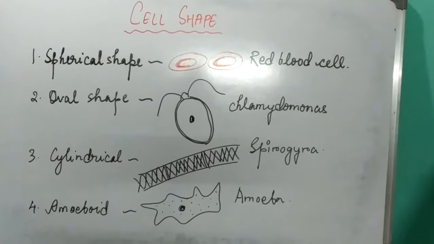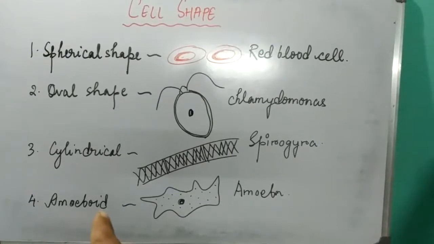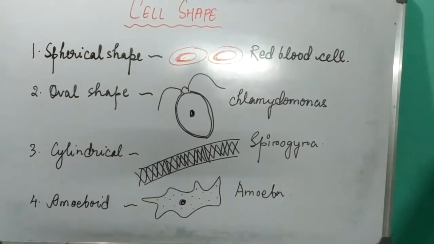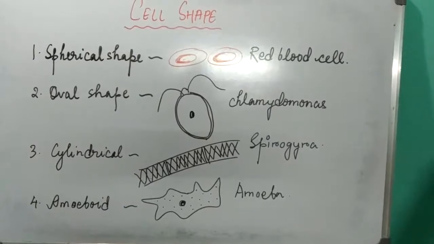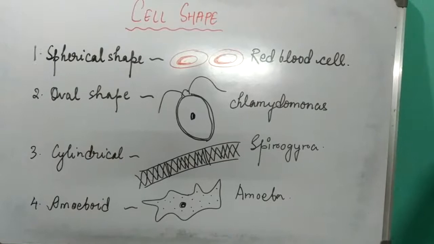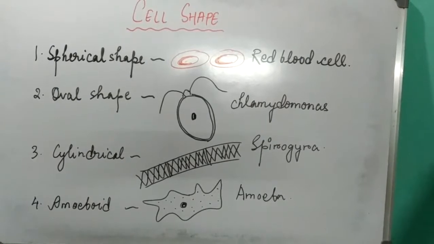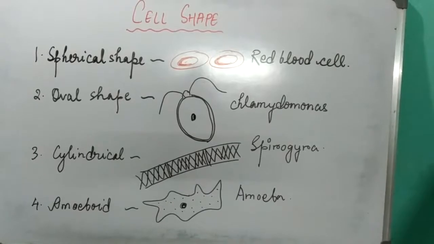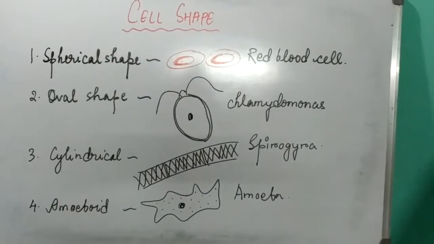The shape of a cell may be of amoeboid type also. Amoeboid means the cell does not have any fixed shape. It has an irregular shape. An example of an amoeboid shaped cell is amoeba. Apart from amoeba, the white blood cell of our body also has this amoeboid shape.